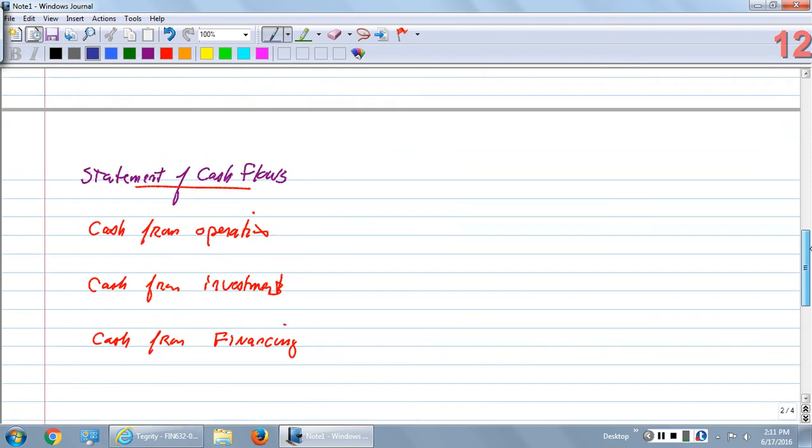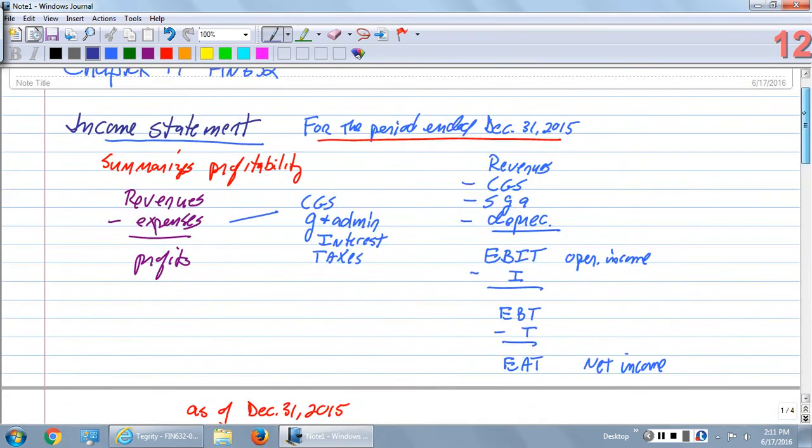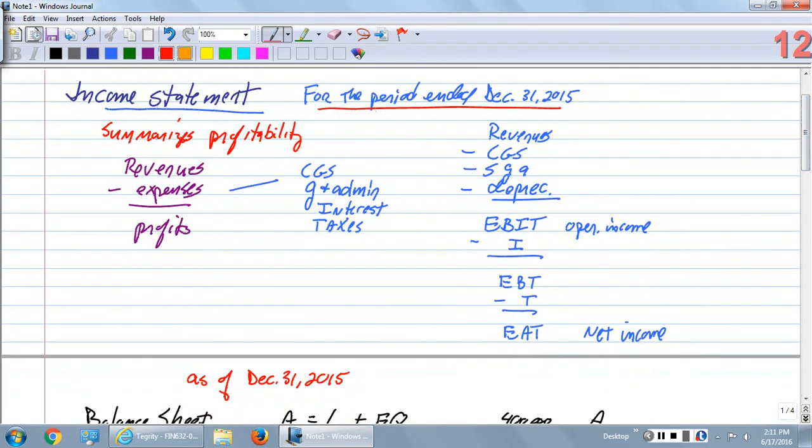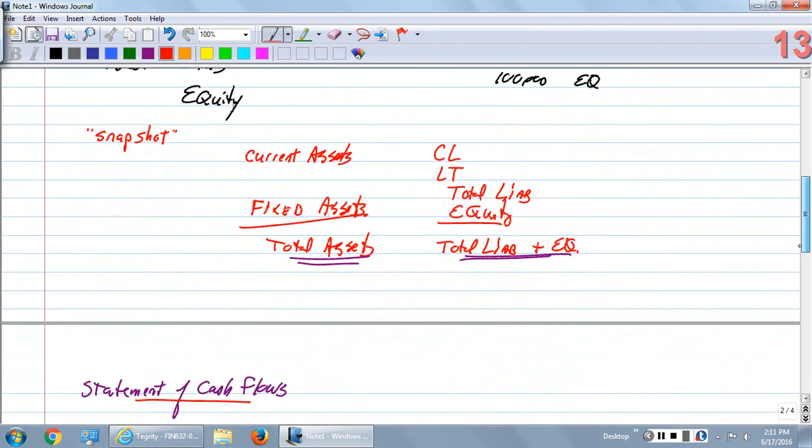Let's go back and look at EBIT. Here's our EBIT, operating income. That's some measure of profitability we have after taking into account how much money came in, revenues, minus depreciation, selling, general administrative expenses, and cost of goods sold. So all of our operating expenses. So our EBIT is a measure of operating income.